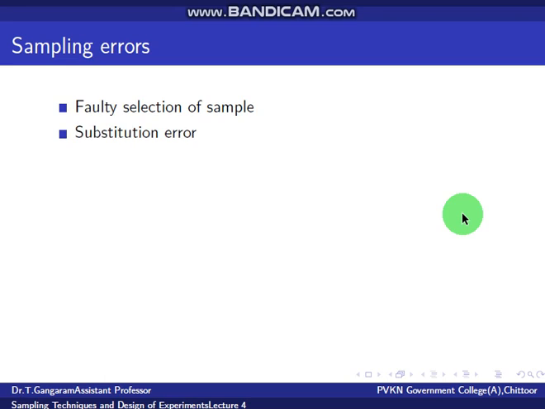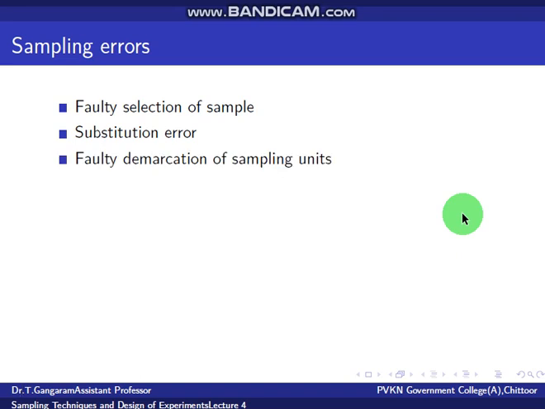Next error is substitution error. If there is any difficulty in enumerating a particular unit, the enumerators generally substitute it with a convenient unit of the population. This leads to some error in the estimate because the characteristics of the original unit and the substituted unit will not be the same.